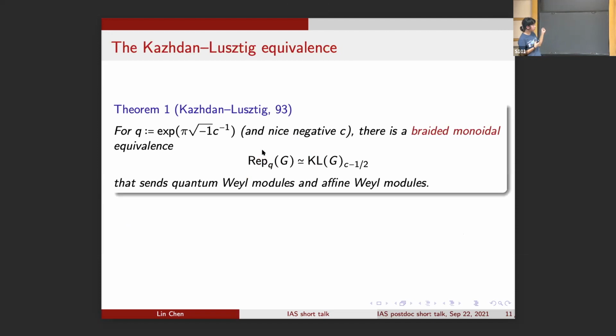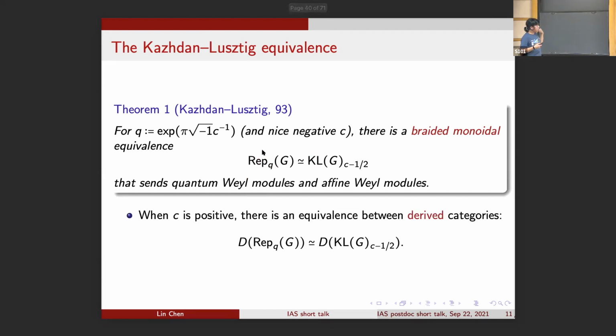So it's a theorem by Kazhdan-Lusztig. It says if Q is the exponential of c inverse, and if c is nice enough, then there's a certain equivalence from the quantum deformation to the affine deformation that sends the quantum Weyl modules to affine Weyl modules. You may wonder why I require c to be negative. It's for this reason: if c is positive, there's an equivalence, but only for derived categories. It's only for negative c that it is an equivalence between abelian categories. You might notice that there's a negative 1/2 shift here. It has some deep meaning, but I'm not about to explain it.